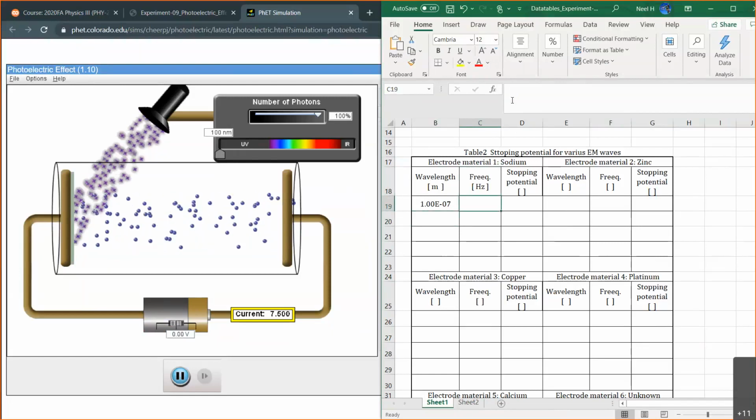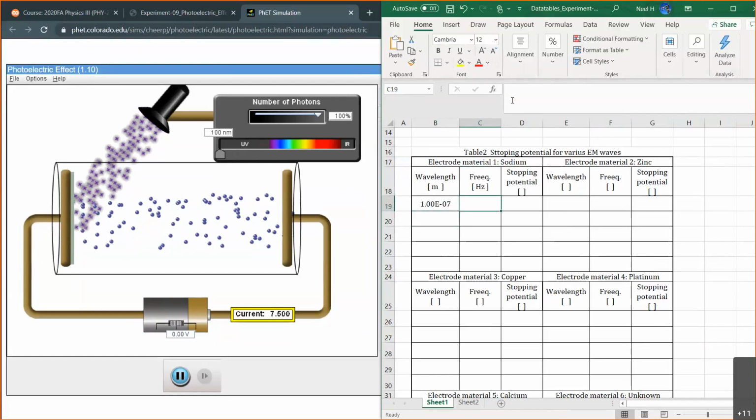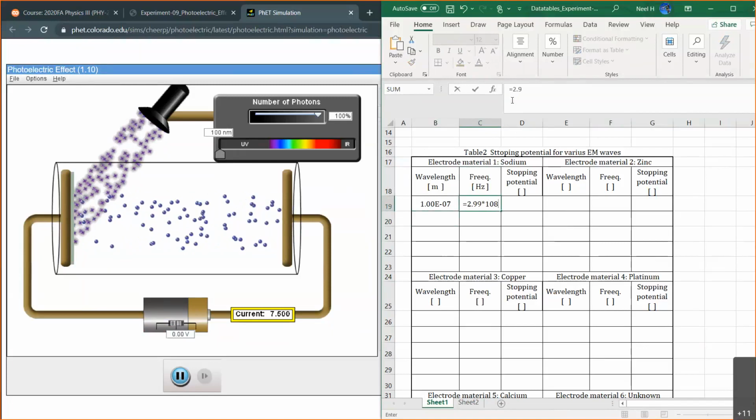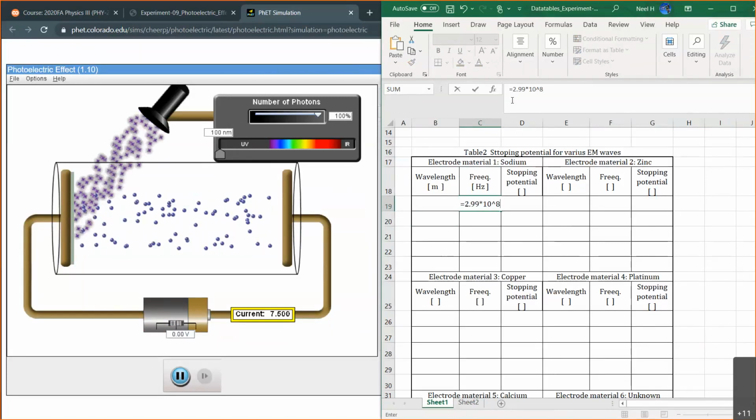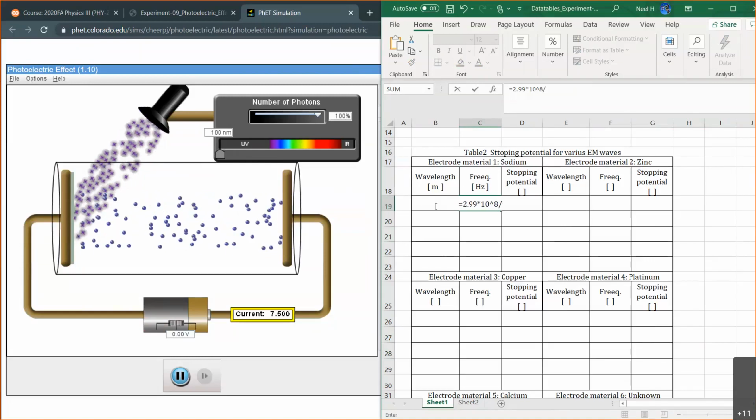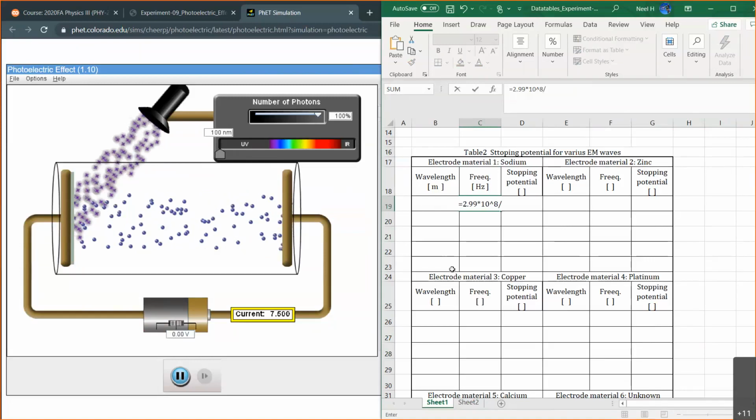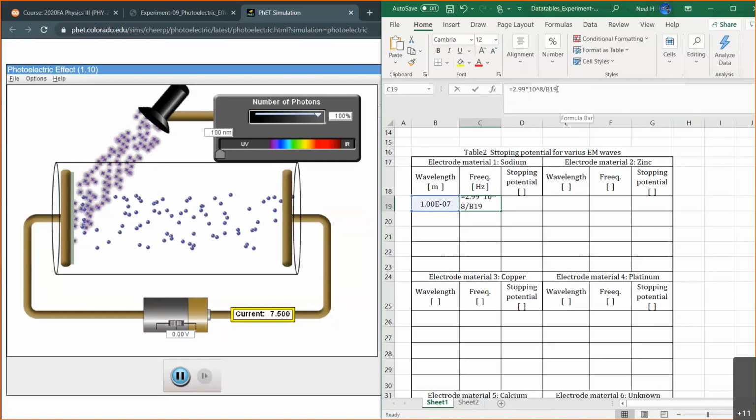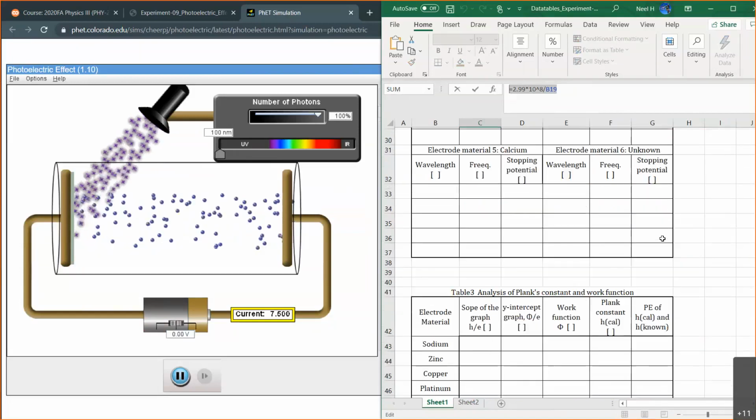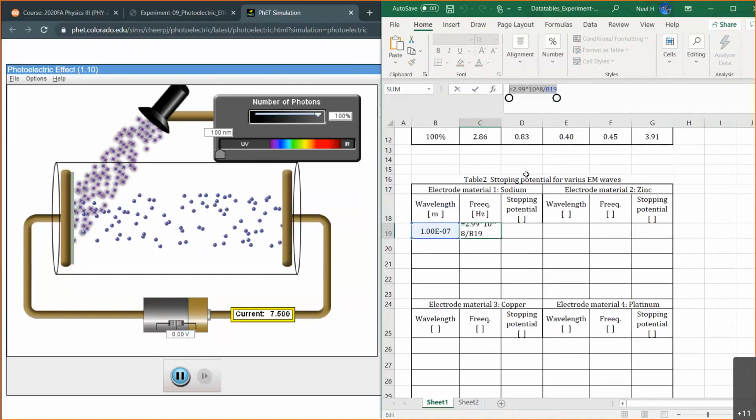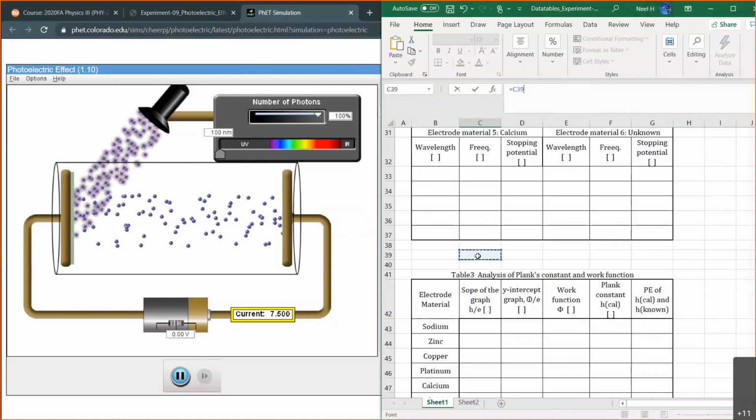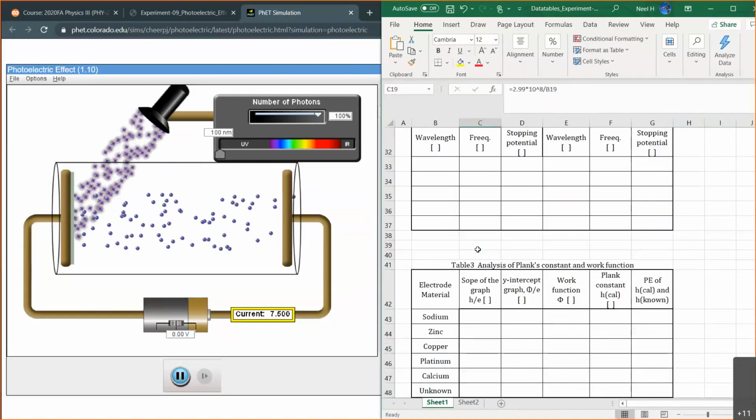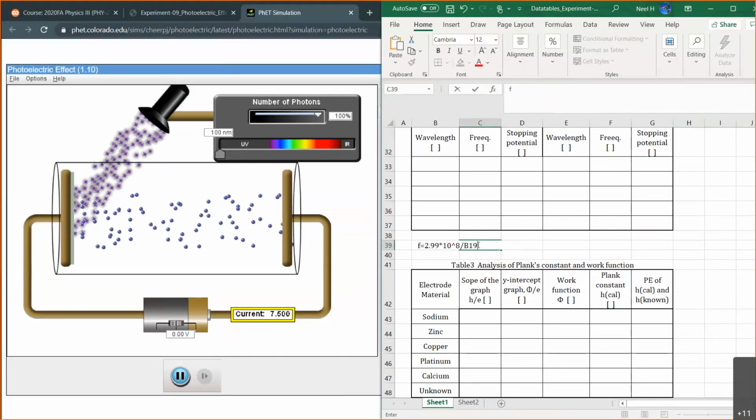I can calculate the frequency in the unit of hertz, 1 over second. Frequency is going to be the speed of light divided by the wavelength, right? Equal sign, speed of light 2.99 times 10 to the power 8, divided by the wavelength of the light, which is the cell where you already wrote that answer, that is B19. Then it will do the calculation automatically. Okay. Let's add that function somewhere here. Frequency. Okay, question.